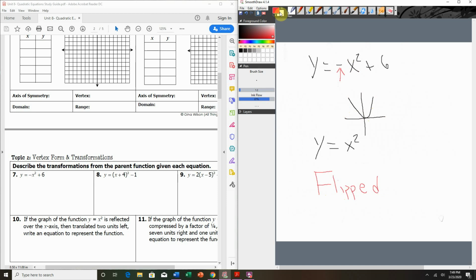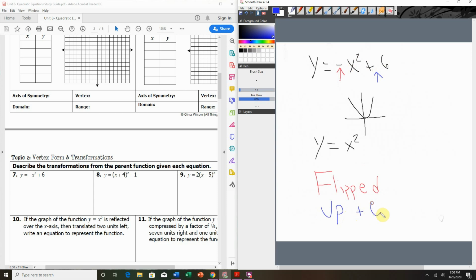Okay, now let's focus on this plus 6. This is where we had a lot of confusion before we went on break. Remember, if the x squared has a number with the x, that is a change in the x values. But if it's after the parent, so in this case it's plus 6, this tells you if it's going to go up or down. So remember, positive, it's going to go up, whatever that number is.